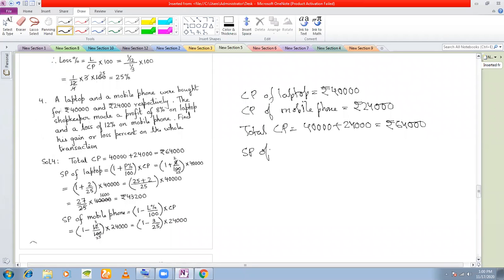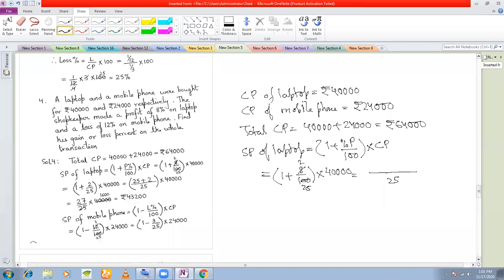So what is the selling price of the laptop? It's making a profit, so it is 1 plus percentage P divided by 100 into cost price, right? I told you calculation of selling price is easier when cost price and profit are given. So this is 1 plus 8 by 100 into cost price. Cost price is 40,000 rupees.